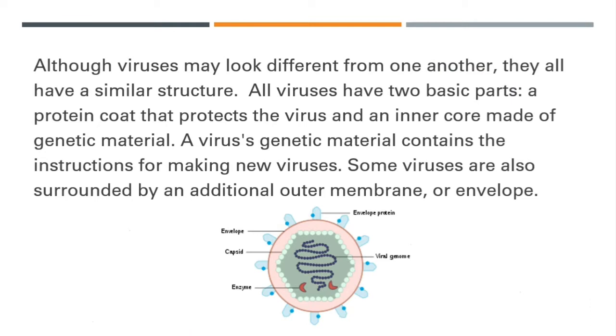Although viruses may look different from one another, they all have a similar structure. All viruses have two basic parts: a protein coat that protects the virus and an inner core made of genetic material. A virus's genetic material contains the instructions for making new viruses. Some viruses are also surrounded by an additional outer membrane or envelope.